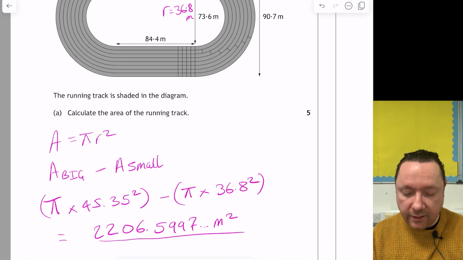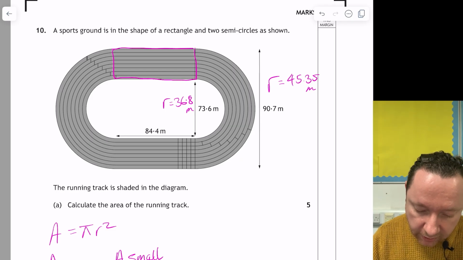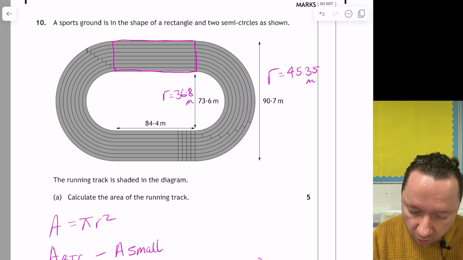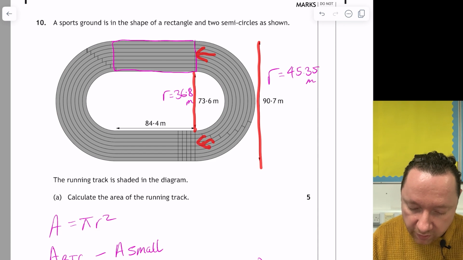So now I need to do my rectangles. So for my rectangles, I've got this length times this length. And I've got two of these rectangles. So I need to identify the length and the height. So to get the height, you've got all the way up minus this bit, but then I need to divide by 2 because there's two sides of this.